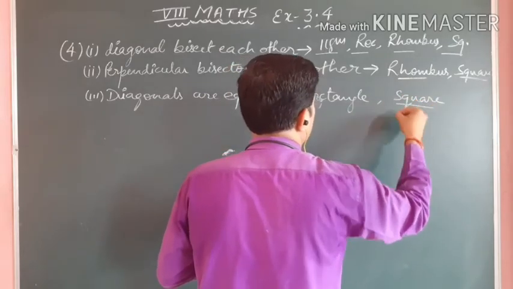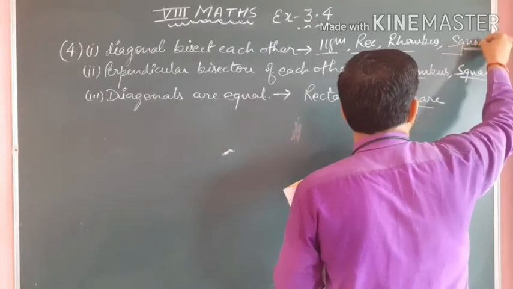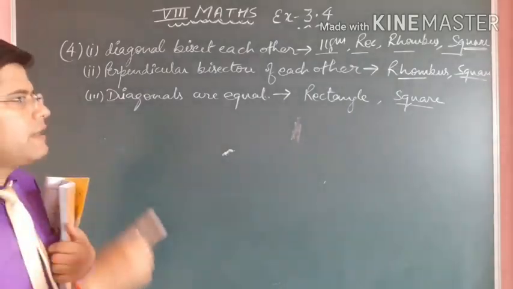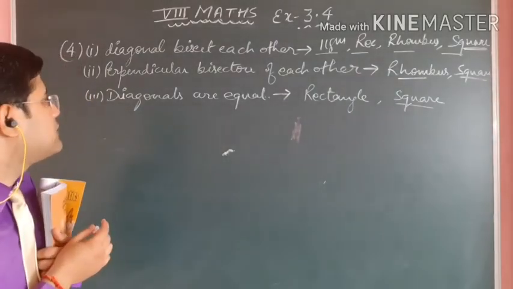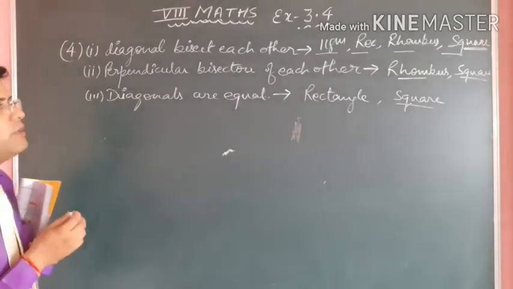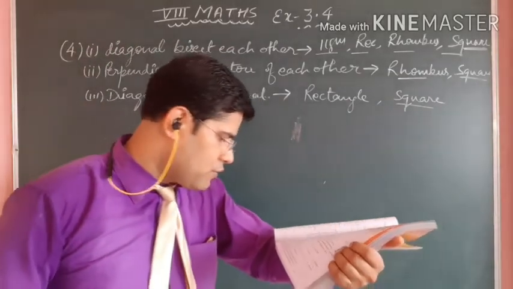Here you can also see that the square is everywhere. Why? Because all the properties are referred to by the square. So diagonals bisect each other in parallelogram, rectangle, rhombus and square. Diagonals are perpendicular to each other in rhombus and square, and diagonals are equal in rectangle and square. So now we can move to question number 5.